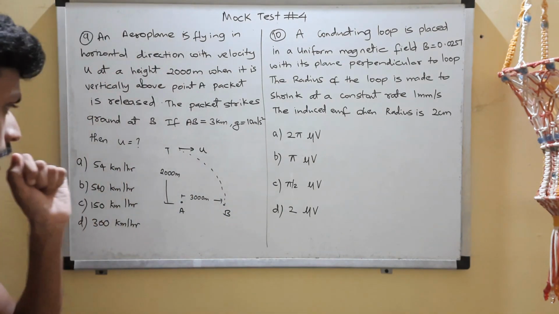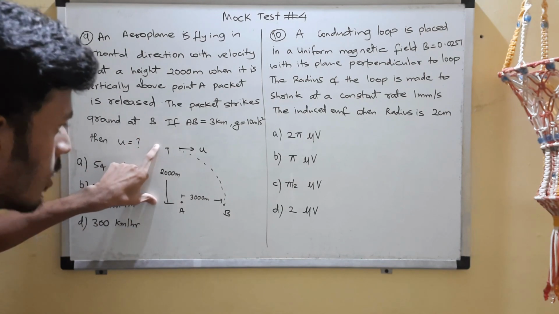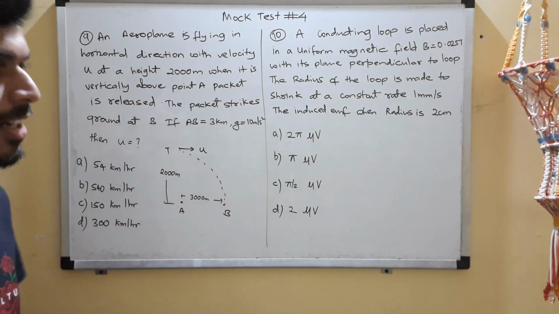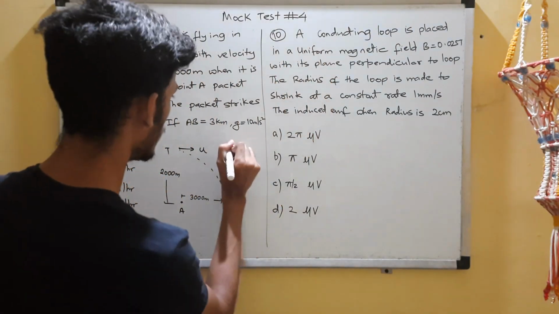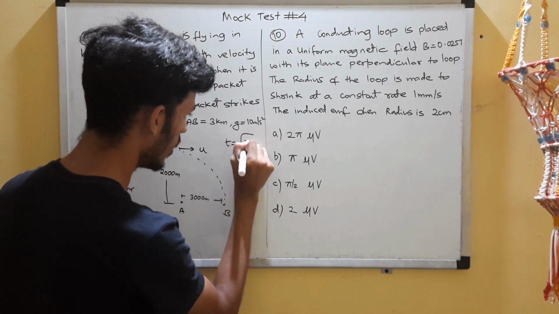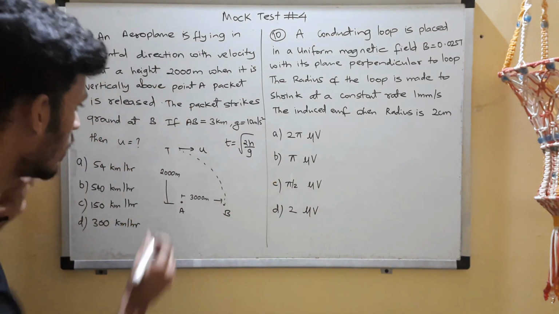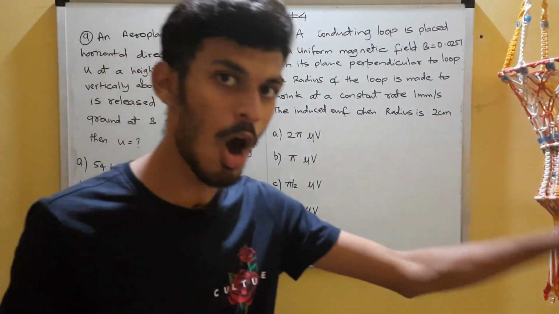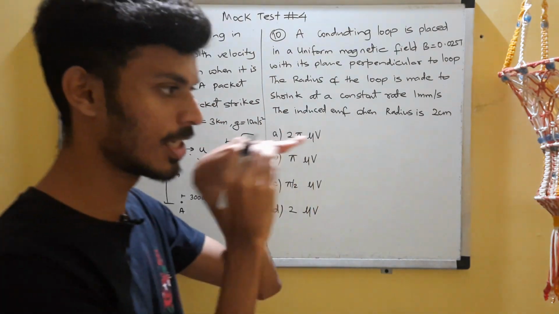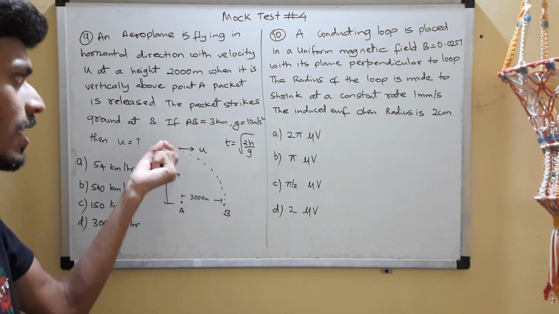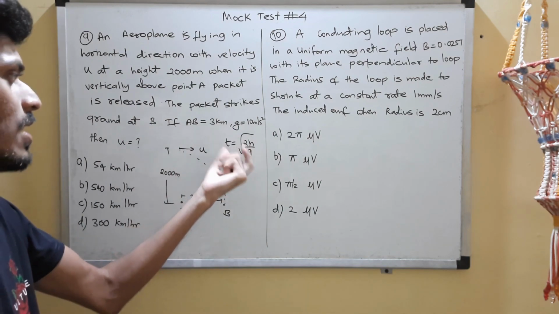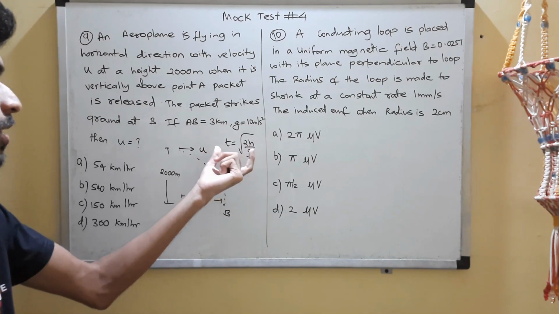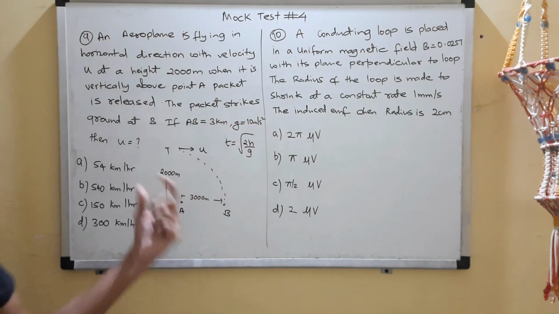So first of all, we'll find the time of this journey, the time taken for the packet to fall from here to here. Basically you can find the time in the vertical direction only. You can just use time is equal to under root 2h by g, because in the vertical direction there is no initial velocity. The packet only leaves with the velocity of the plane, which is in the horizontal direction. So the packet leaves with velocity u in the horizontal direction, and there is no velocity in the y direction. So using s is equal to ut plus half at square, where ut is 0, you can finally find t as under root 2h by g.